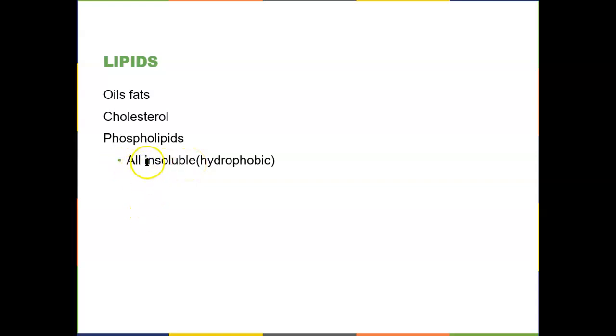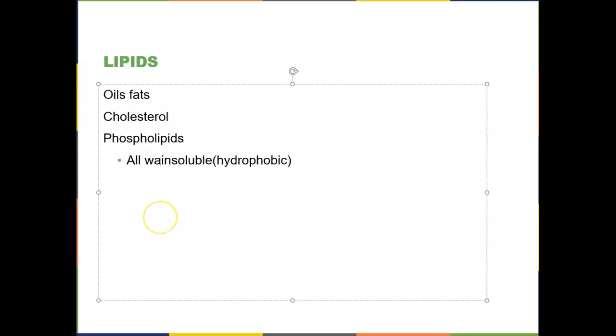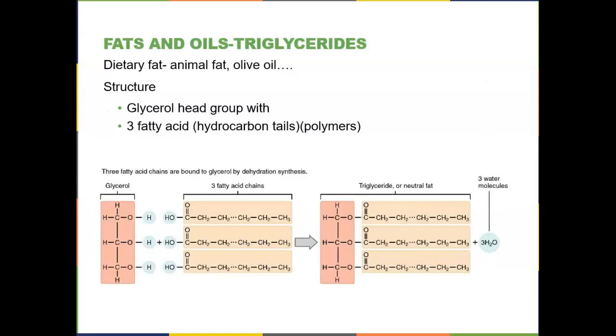The reason why they're all linked together as lipids is that they are all water insoluble, which means they are hydrophobic. They don't like being in water. So we are going to start with fats and oils. This is like your basic animal fat, like lard, chicken fat, beef fat, olive oil, corn oil, anything that is a fat or oil in your diet.